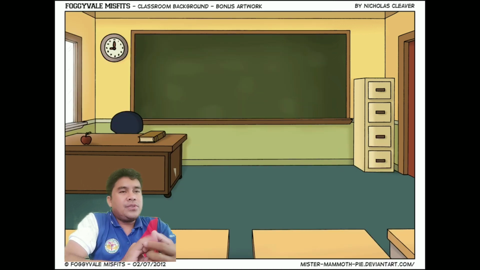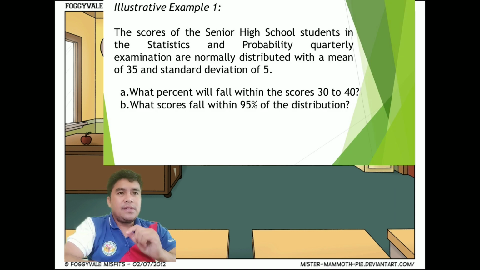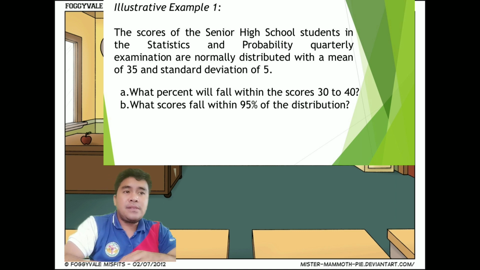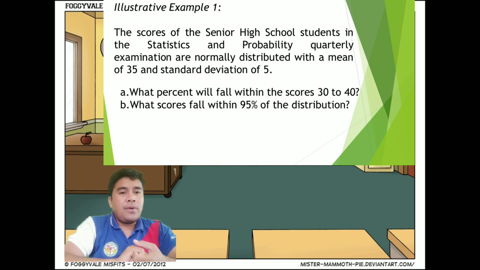So we have illustrative example number 1. The scores of the senior high school students in statistics and probability quarterly examination are normally distributed with a mean of 35 and a standard deviation of 5. What percent will fall within the scores 30 to 40? And what scores fall within 95% of the distribution? How are we going to answer this problem?